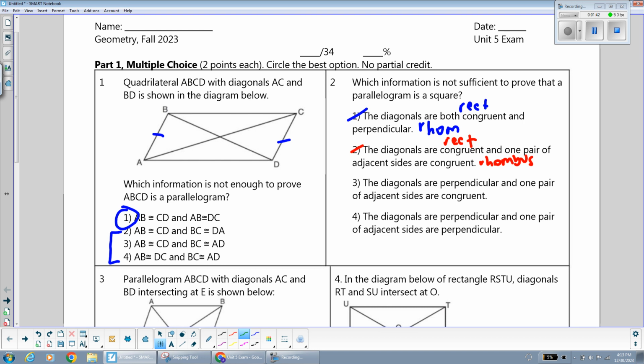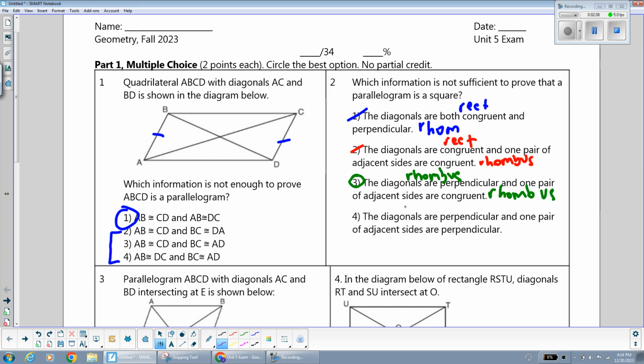Answer choice 3. The diagonals are perpendicular. That is a rhombus property. And one pair of adjacent sides are congruent. Once again, that is a rhombus property. So this is the answer choice we're looking for. It does not have both a rhombus and a rectangle property. It only has a rhombus property. So it would not be enough to prove that we have a square, because in order to be a square, it has to be both a rhombus and a rectangle.